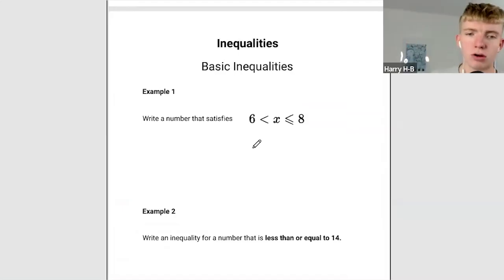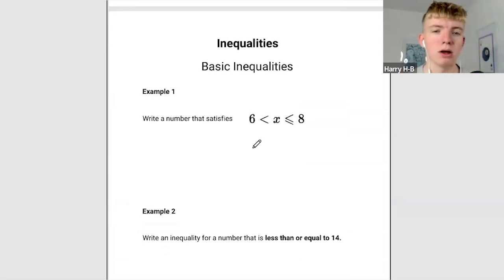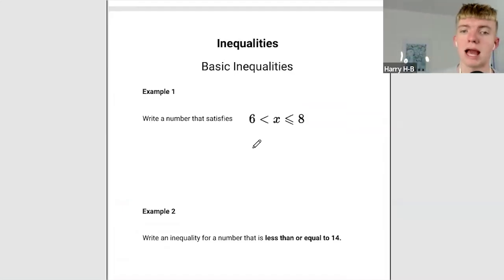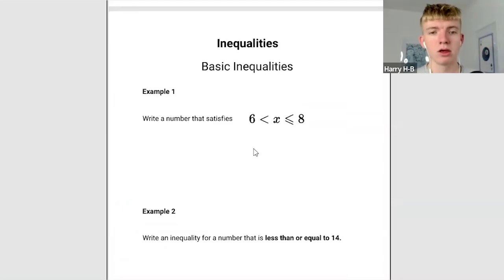So our first example: write a number that satisfies the inequality of this. I'm going to let you think for a second. We're only writing one number, so what could this be, guys? There are 2 choices that you could have in this scenario, and if any of you said 7 or 8, you would be absolutely bang on.